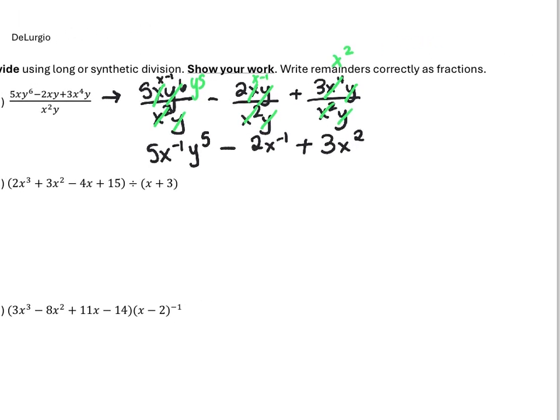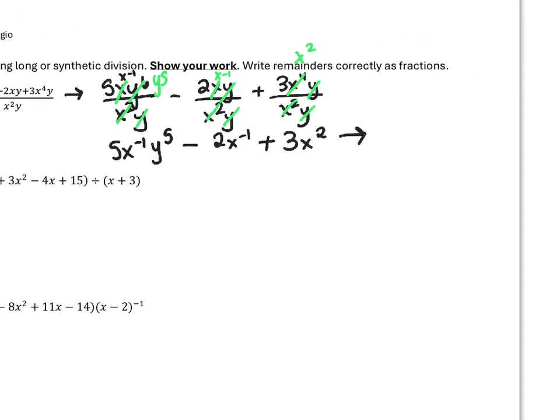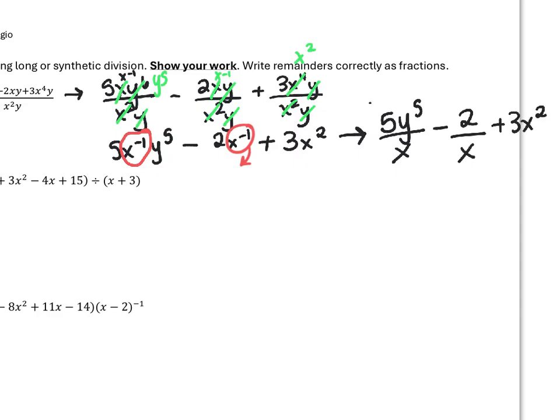Last step is we have to make sure that we simplify and don't leave any negatives. In this first term, only the x needs to drop below the fraction bar. So we get 5y to the 5th over x. In this one, also, only the x needs to drop. The 2 is fine. So minus 2 over x plus 3x squared.